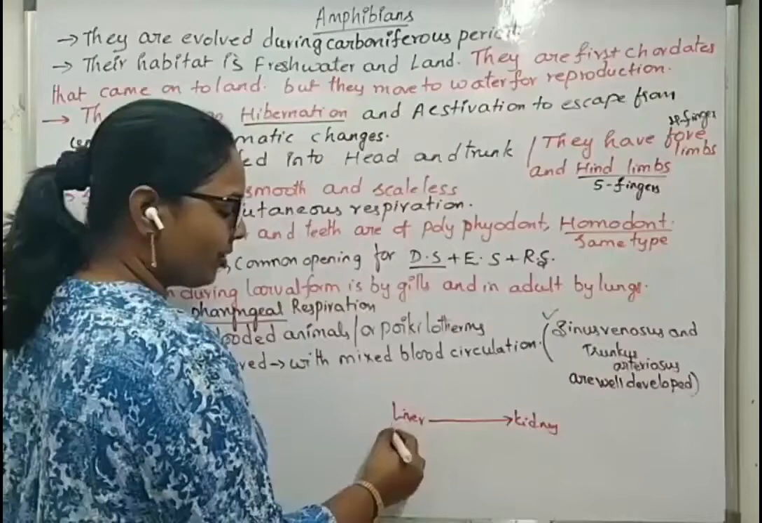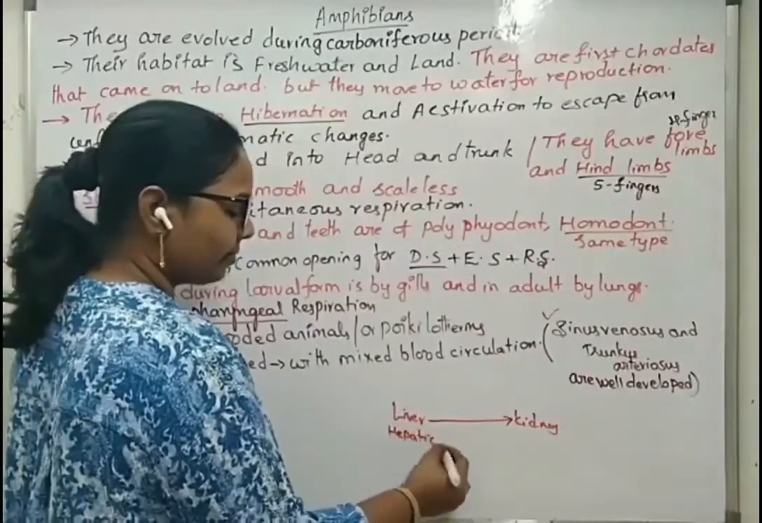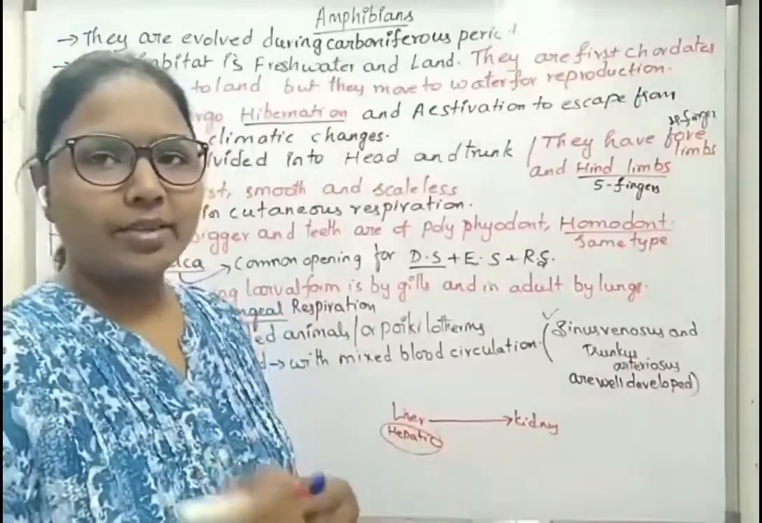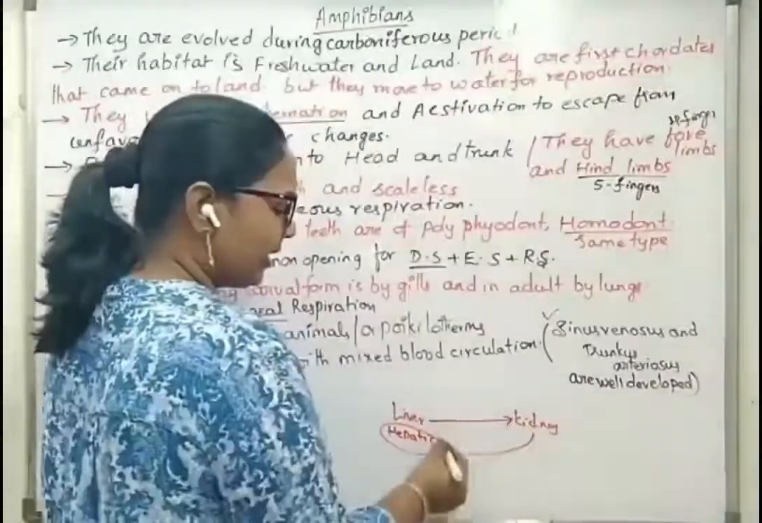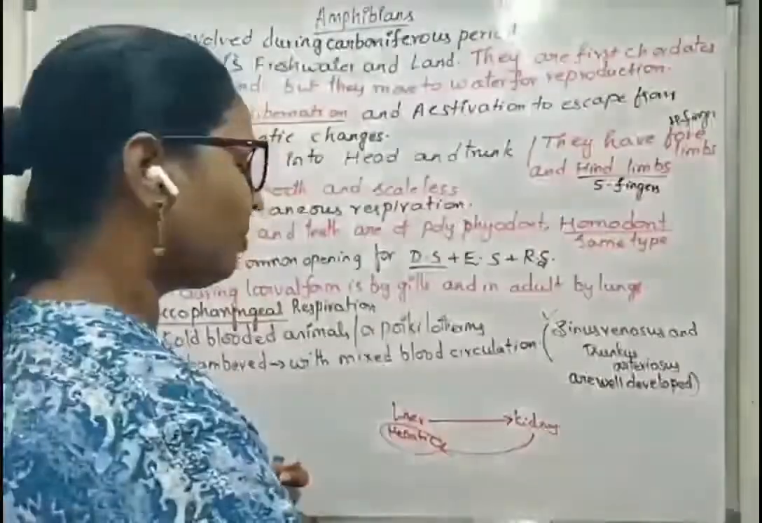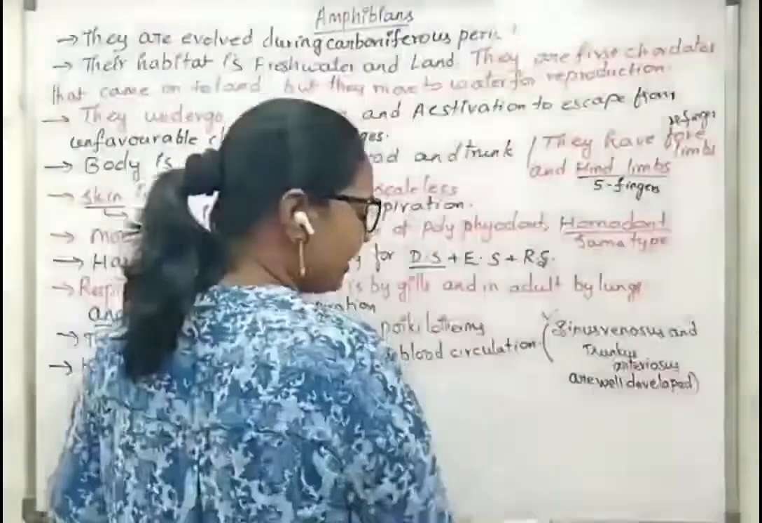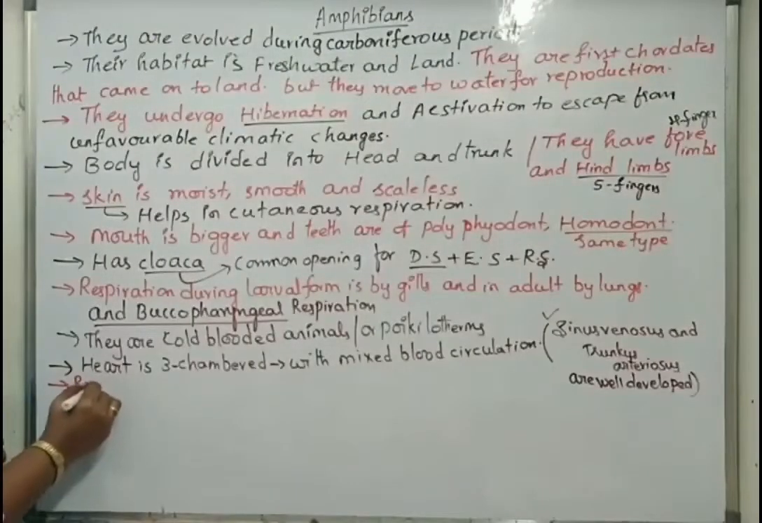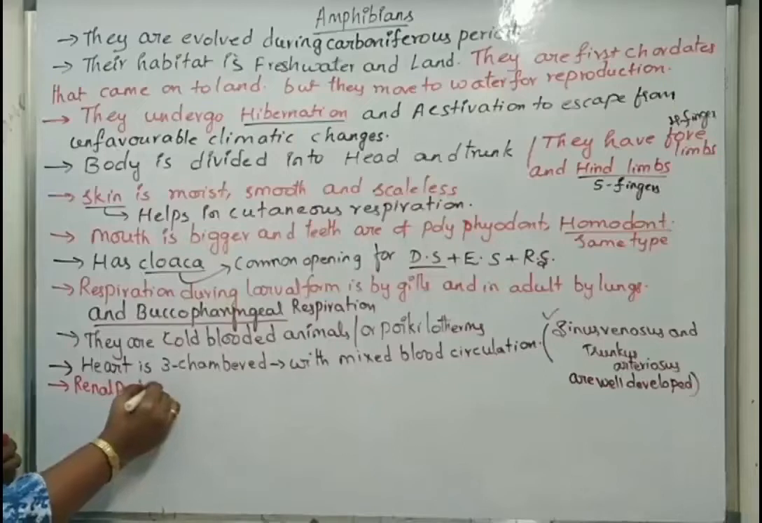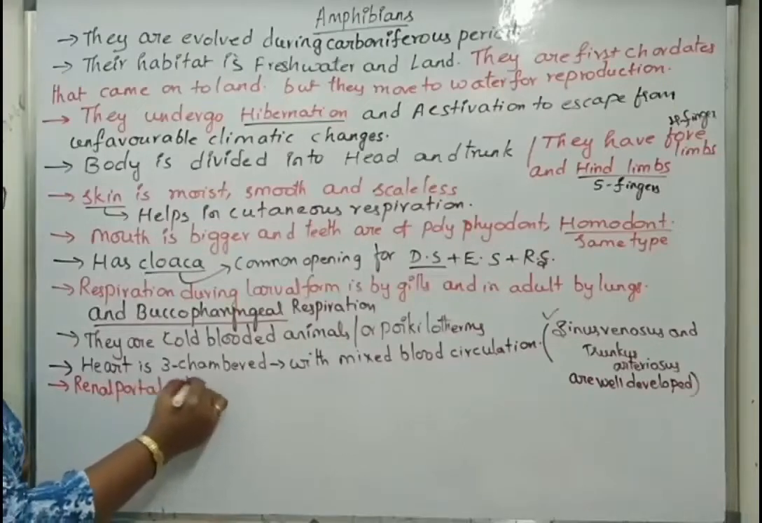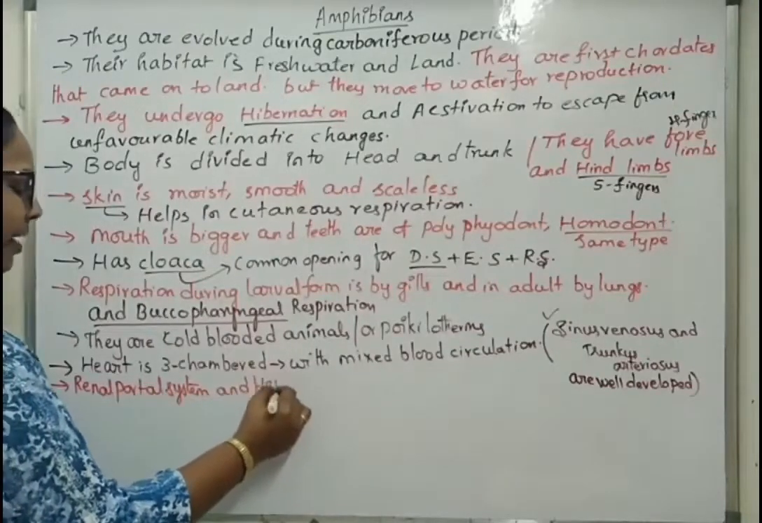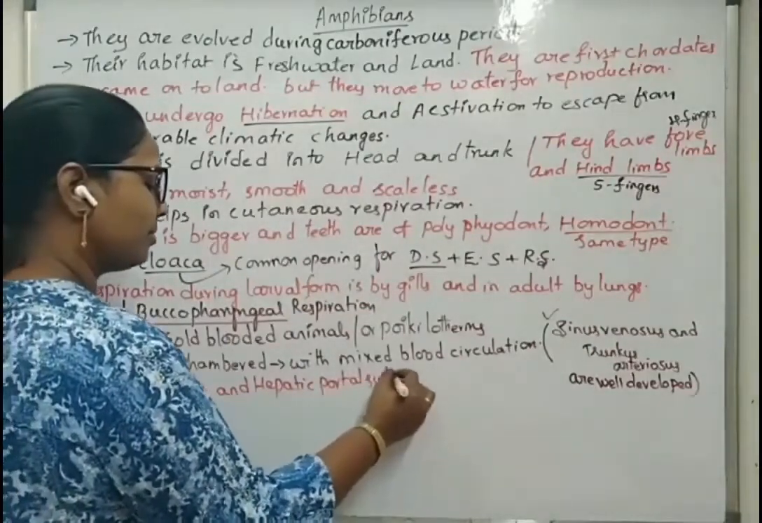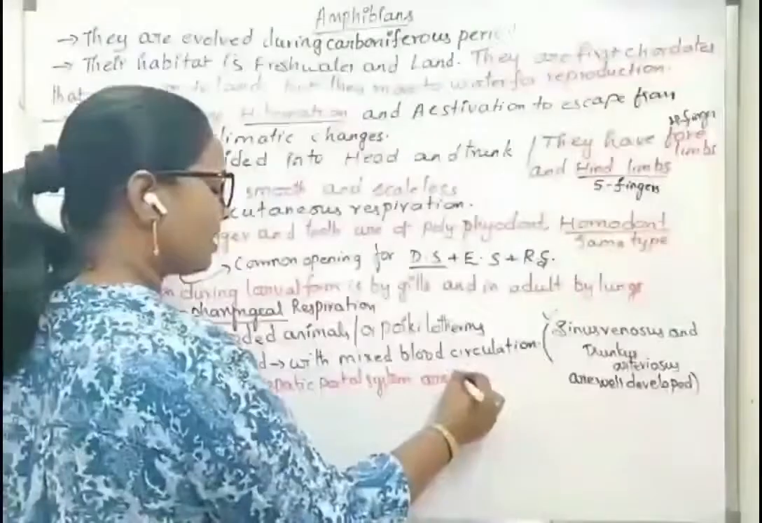Here liver is also termed as hepatic organ. We are telling amphibians have hepatic portal system and renal portal system. From kidney also it can be directly circulated into other body organs. Renal means kidney related term. Renal portal system and hepatic portal system are present.